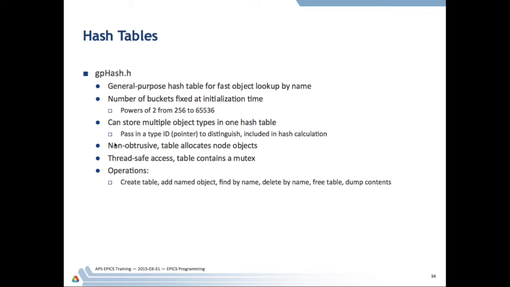Unlike the list stuff, this is non-obtrusive, so the table actually allocates node objects; the object that you pass in doesn't have to include anything special to be put in one of these. It provides thread-safe access. There is a mutex built into the hash table object, and you've got all your usual sorts of operations: adding named objects, find by name, delete again by name. You can free out the whole table, or there's a dump for checking to see what you've got in there.